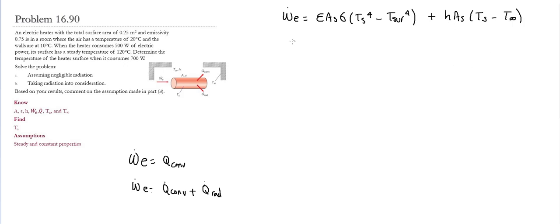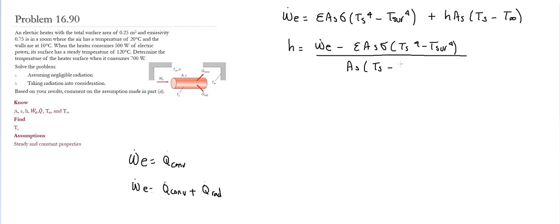So we're going to solve this equation for h. So h is going to be equal to the electrical power minus epsilon times surface area times sigma times Ts to the fourth minus T surrounding to the fourth, divided by the surface area times Ts minus T infinity. Okay, so let's substitute the values for this. Notice that once again we're using the value of 500 watts. The value of epsilon is given to be 0.75.